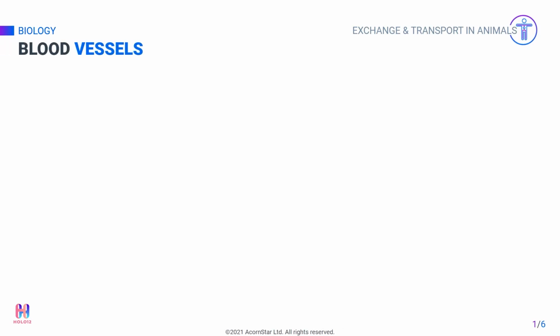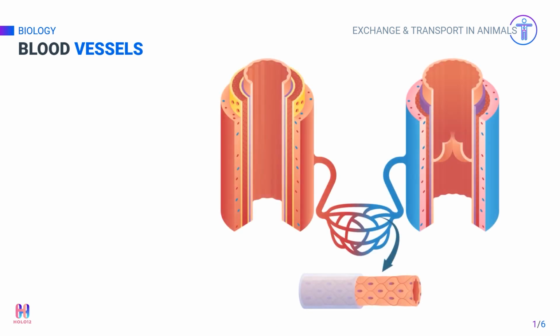Blood vessels. We now know that the heart pumps blood to transport it around the body, but how is this done? The blood passes through tunnel-like pathways known as blood vessels. These blood vessels are a network of tubes that transport blood throughout the body. They allow blood to reach deep into every tissue in the body.